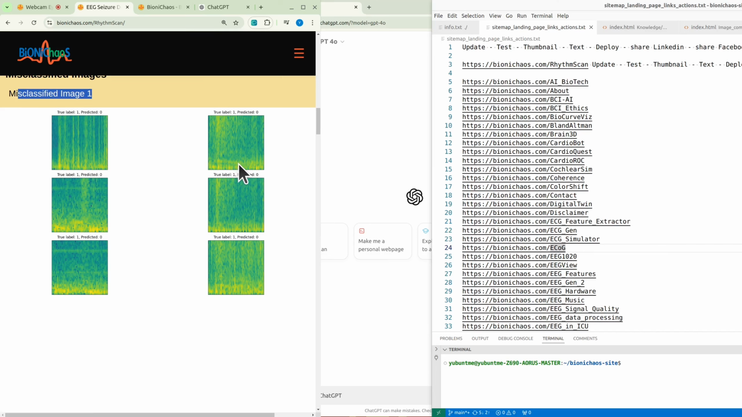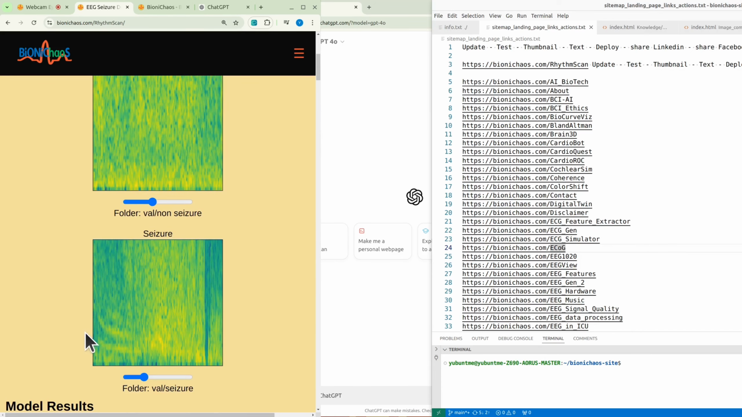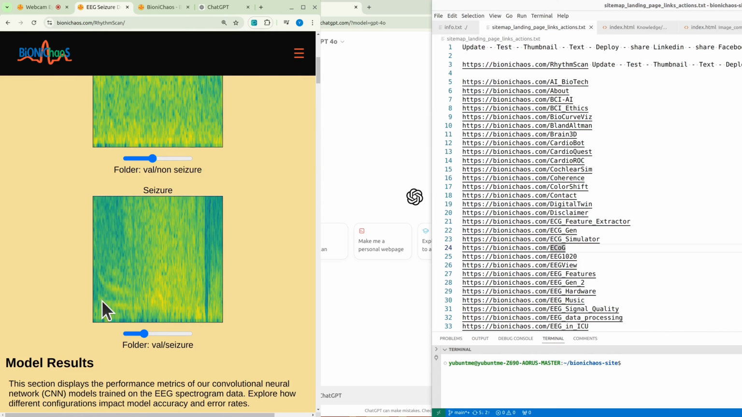are oddly misclassified. You can kind of see the seizure frequency in there, like slowing down, and so on and so forth. You can see a better version here. This would probably be a more representative spectrogram of a seizing EEG channel.